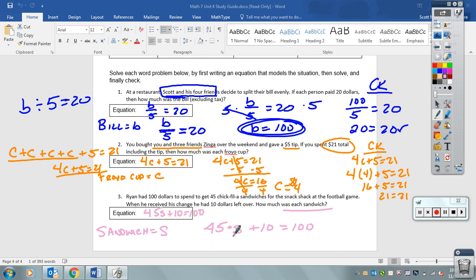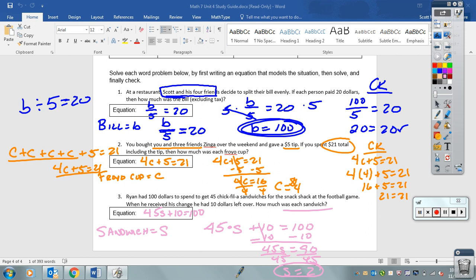Let's actually solve this. 45S plus 10, minus 10, minus 10. 45S equals 90. Divide by 45, divide by 45. S equals 2, if you can see that down there. So the price of the sandwich should equal $2.